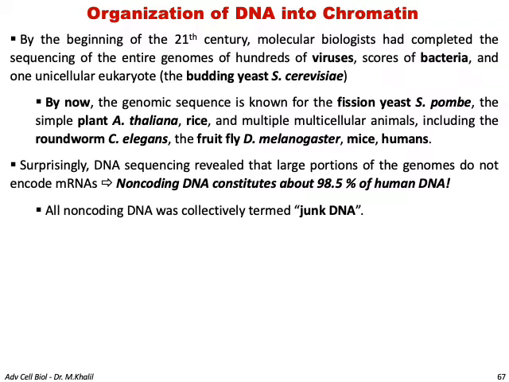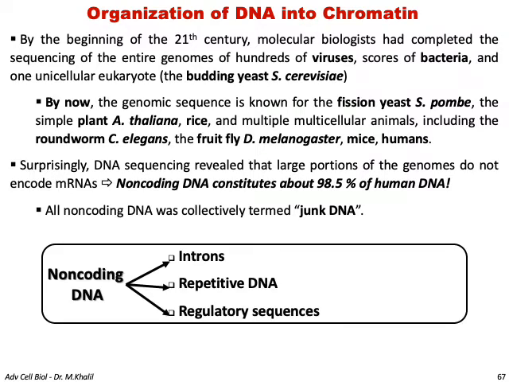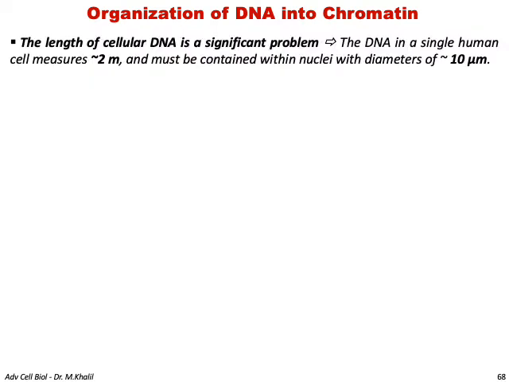Surprisingly, DNA sequencing revealed that a large portion of the genome does not encode messenger RNA, which is called non-coding DNA, and this constitutes about 98.5% of human DNA. So actually, it's 1.5% which is coding. All non-coding DNA is collectively called junk DNA. This non-coding DNA can be summarized into introns, repetitive DNA, and regulatory sequences. The repetitive DNA are the telomeres, VNTR, variable number of tandem repeats, and transposon DNA.